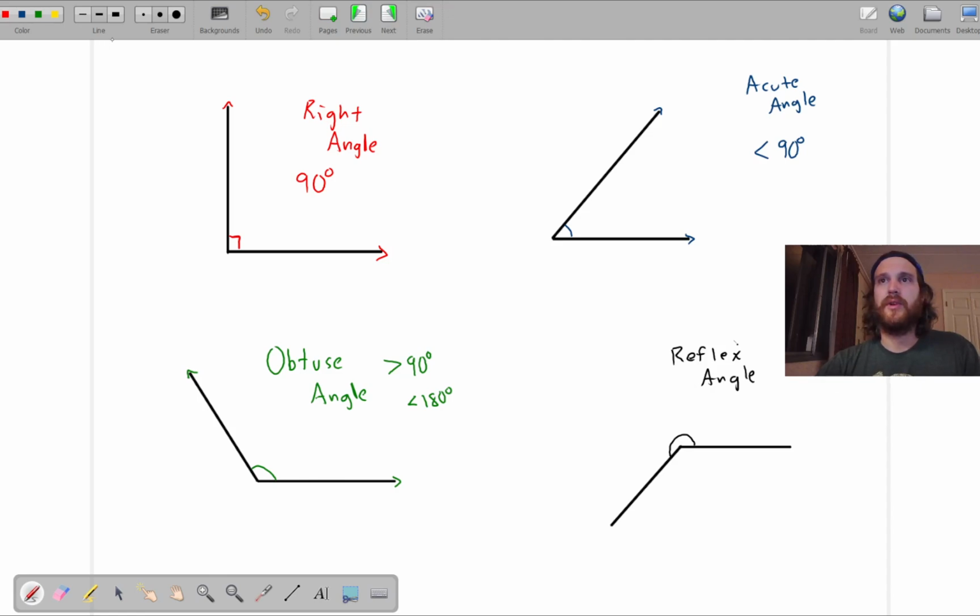A reflex angle is one that is greater than 180 degrees. So we're going to practice drawing all of these together. We're going to do a right angle, an acute angle, an obtuse angle, and a reflex angle here in just a minute once I transition over to my hand drawing page.